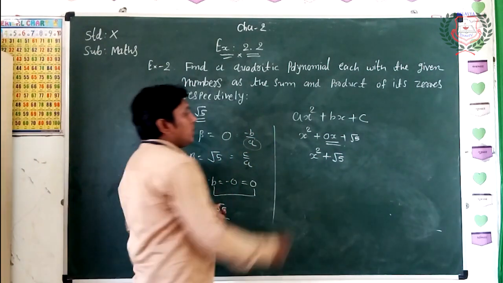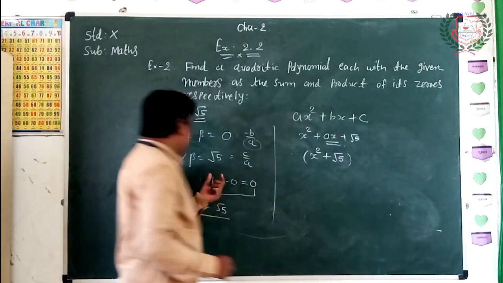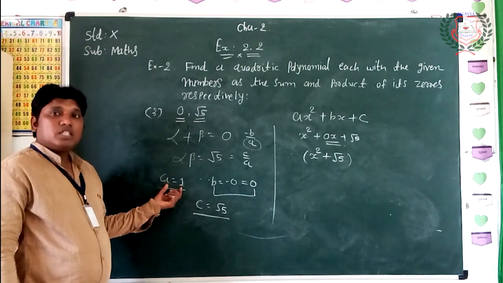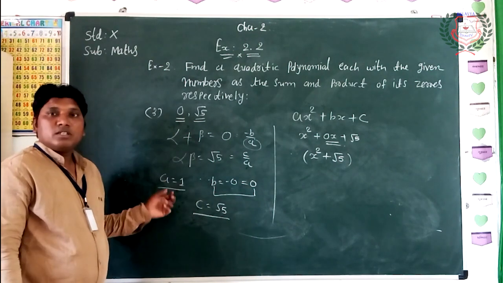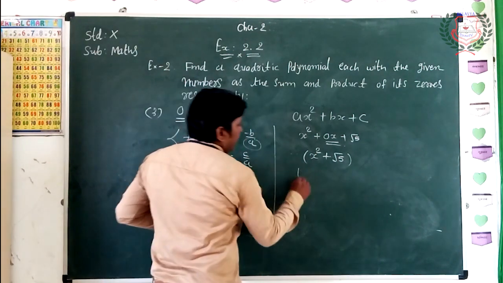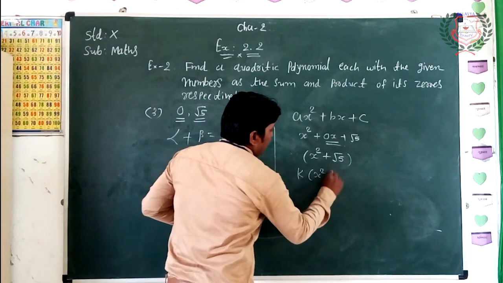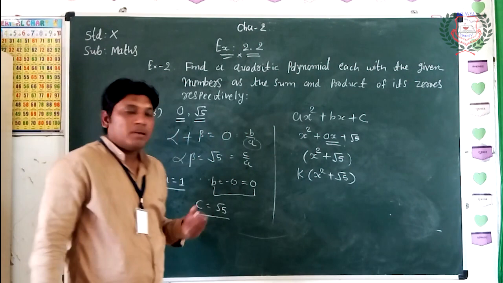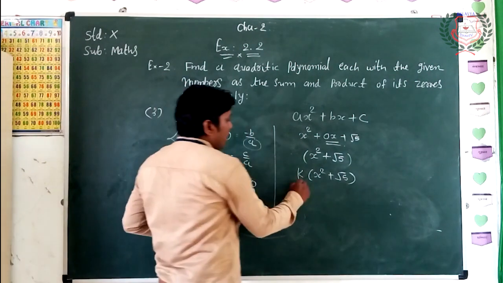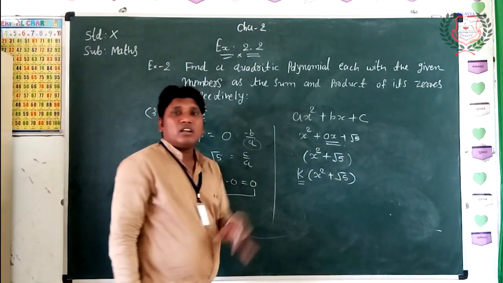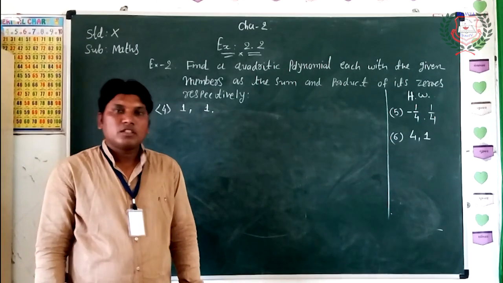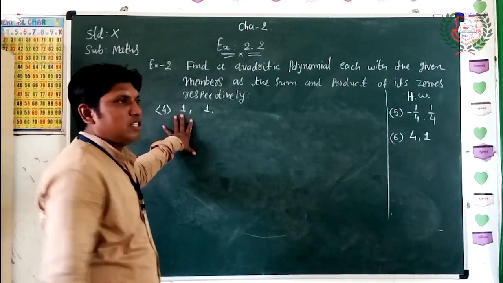When you put another value, if a is equal to 2, the polynomial changes. So you can take k times x square plus root 5, where k is a real number. You can change it and get other polynomials also. Now example number 4 is here.